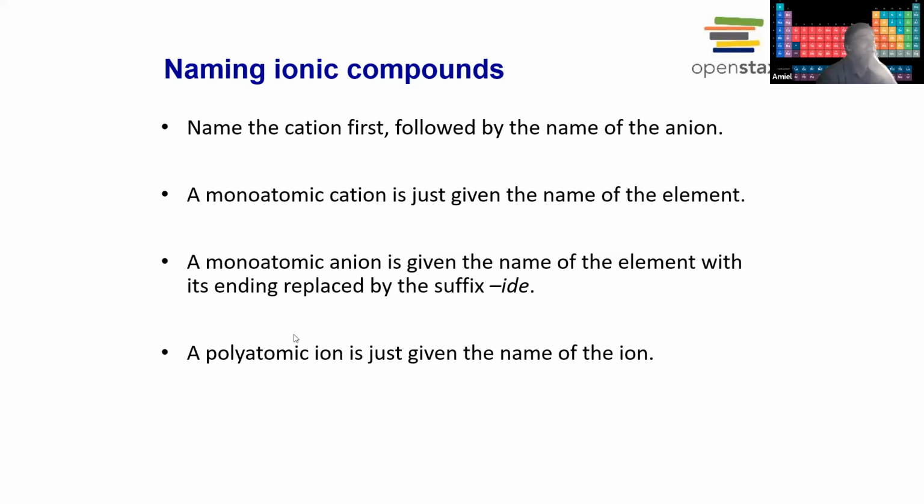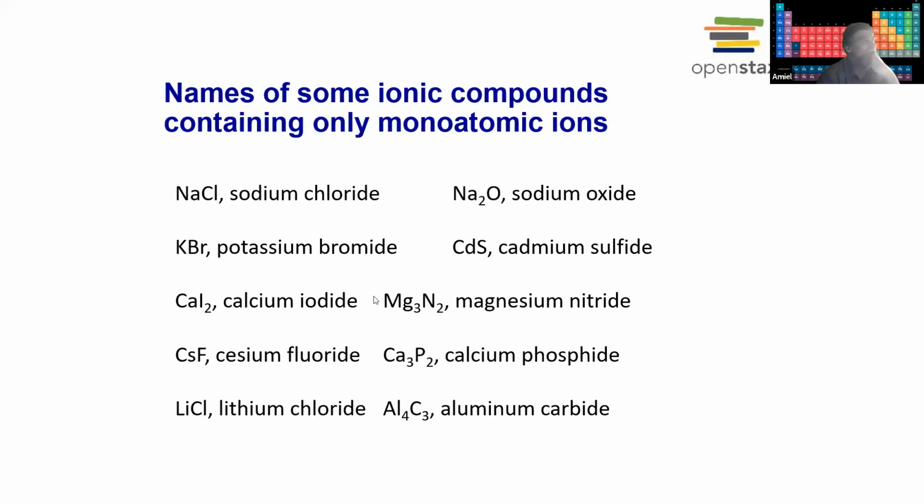For a polyatomic, this is why you need to know the names of the polyatomics, because that is the name that is used when naming the compound, if it connects to one other element. Here are some examples.